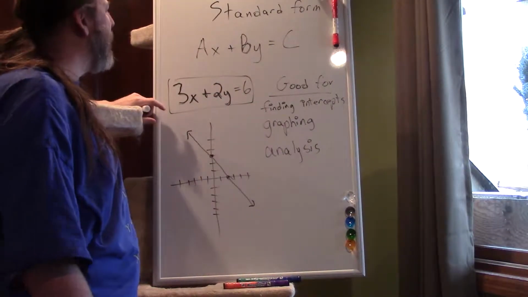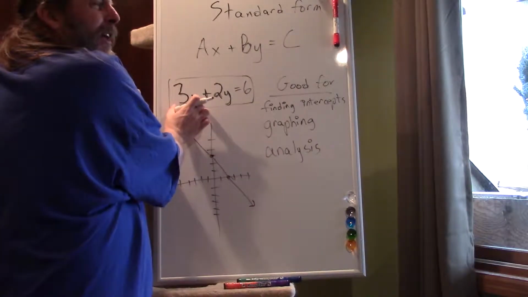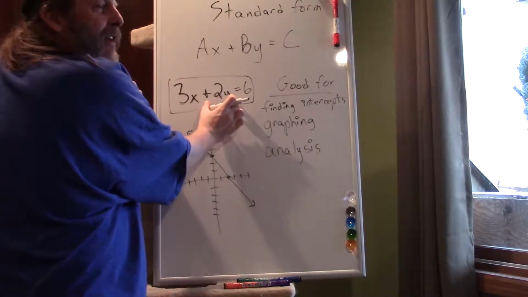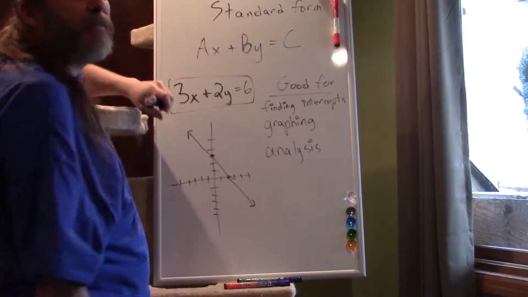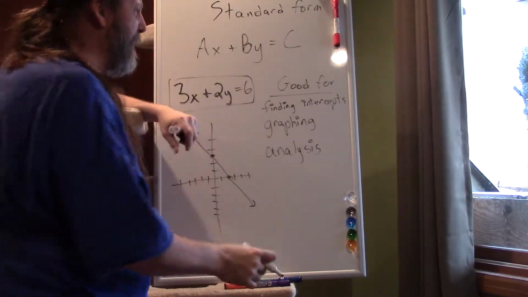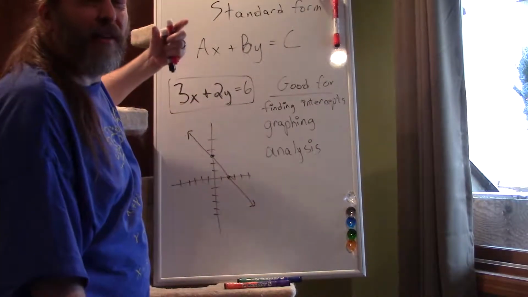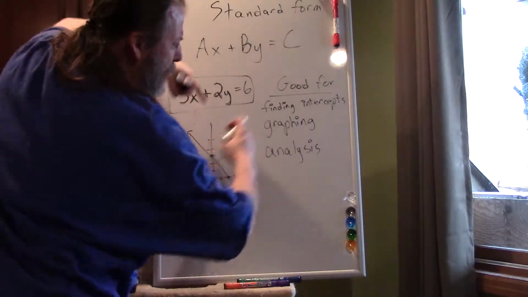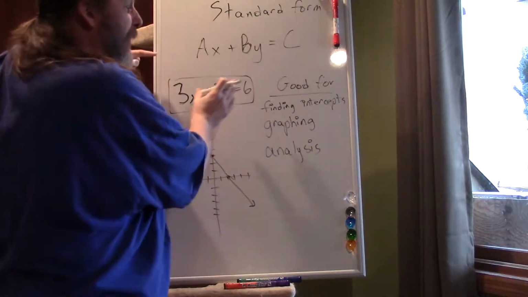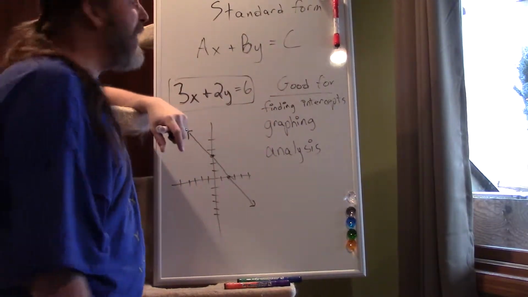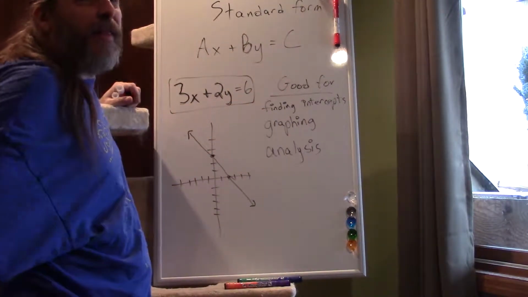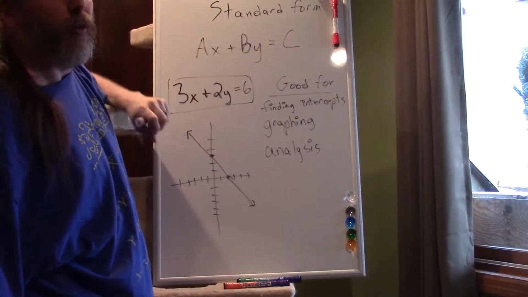And for analysis, we just look and say, every time x goes by 3, y is going to go by 2. That's the analysis part of this. The 6 is just where the line sits. If that was 3, we'd have something different, and we'd move the line one way or another. But our slope and everything else is still going to be the same, given that we've separated it out into standard form.